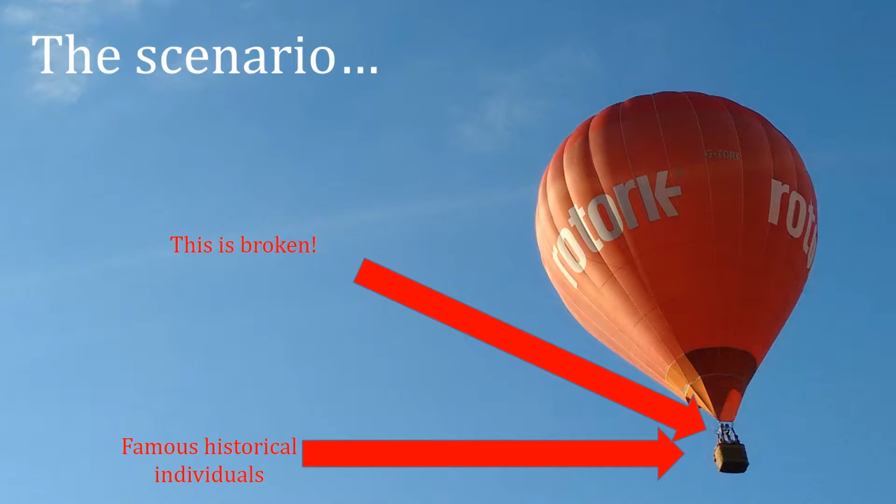And the second bit of the scenario is that their engine is broken. So their hot air balloon is going to plummet to Earth and kill all of those historical individuals unless they do something about it. The thing that they're going to do is throw out one person at a time, and they're going to throw out the least important first, and so the hot air balloon can only safely land with one individual in it.